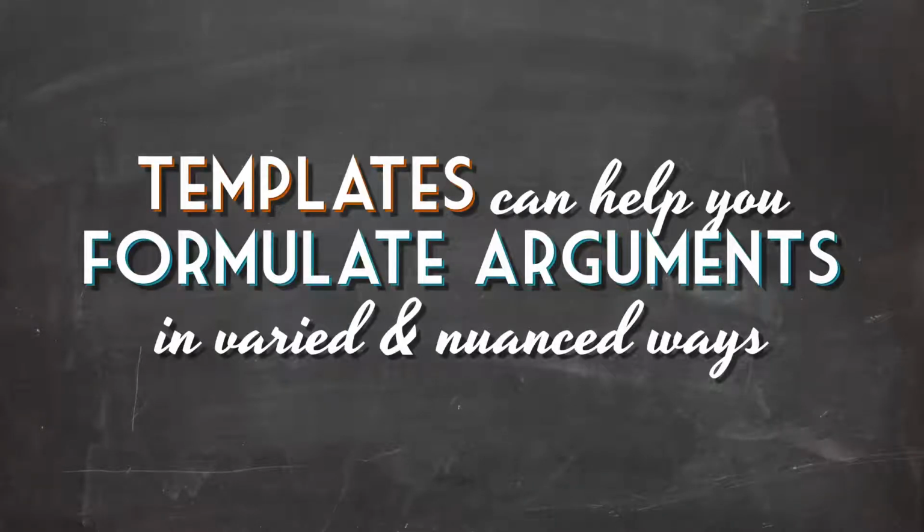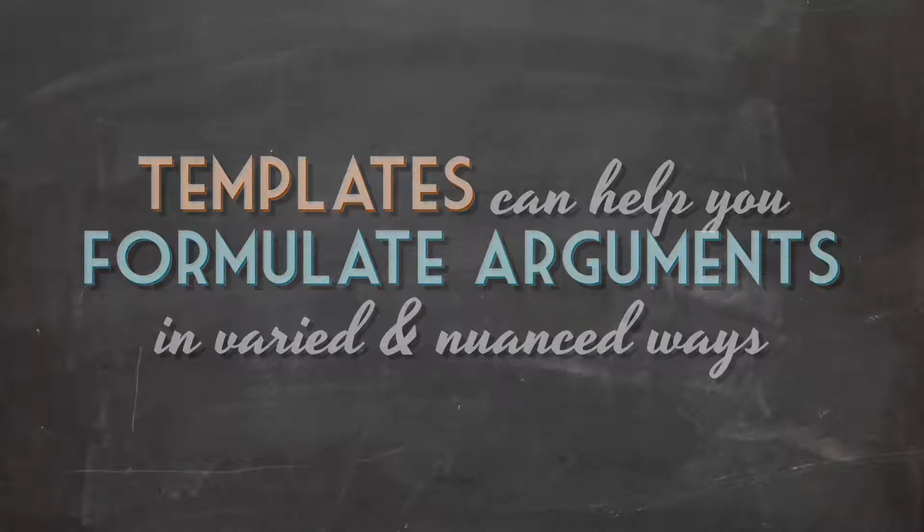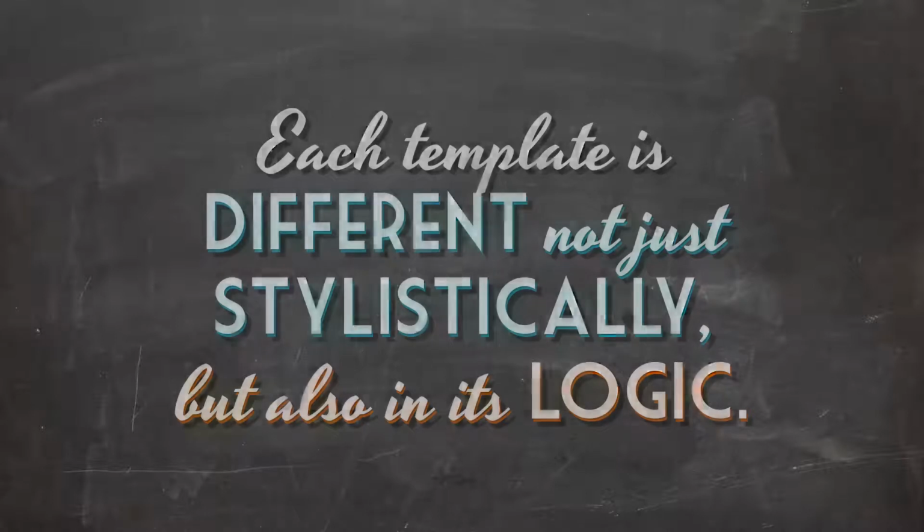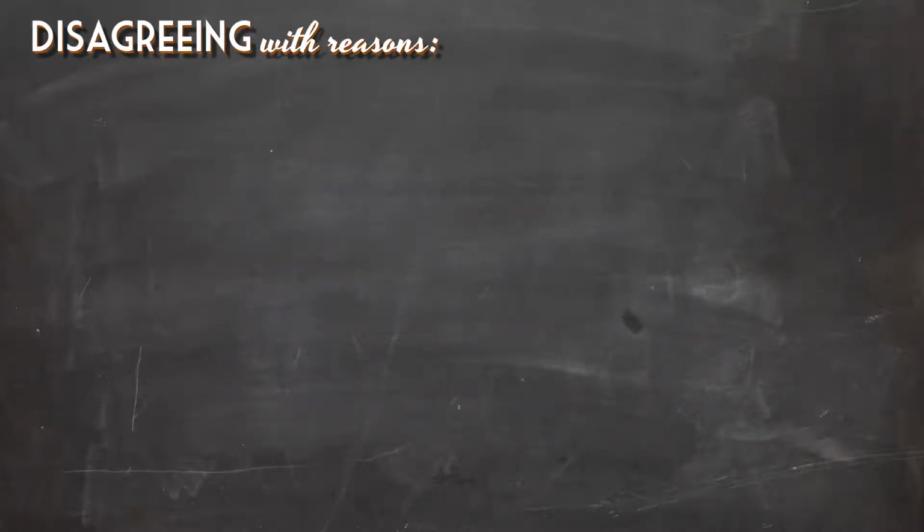Like with summary and quotations, templates can help you formulate arguments in varied and nuanced ways. Here are some different ways to structure agreement and disagreement. Notice how each template is different not just stylistically, but also in its logic. First, disagreeing with reasons.